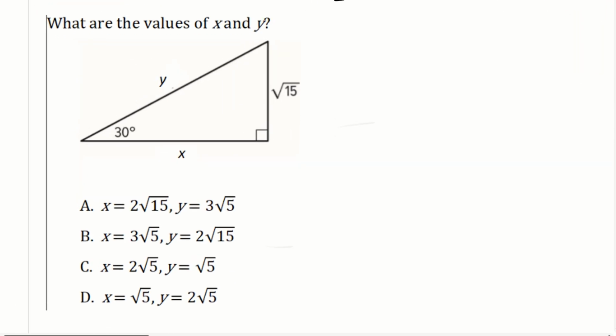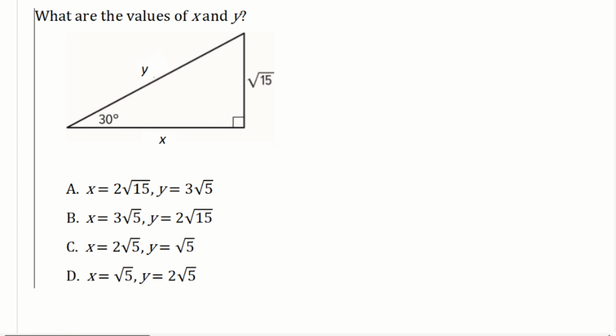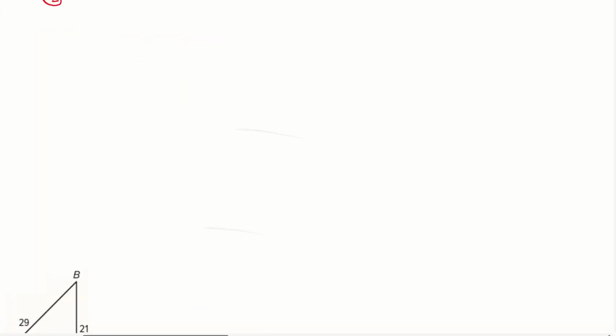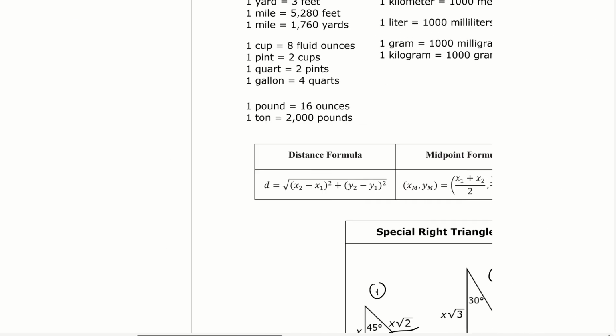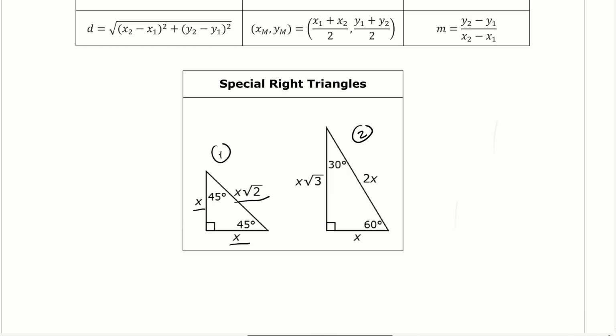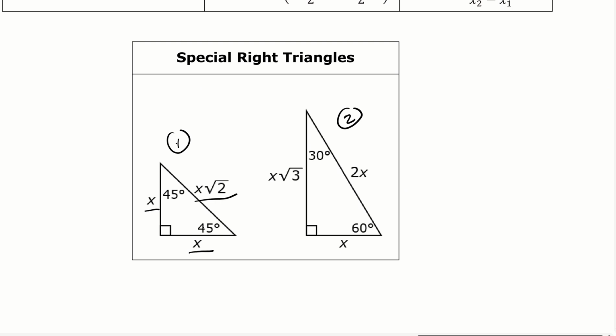All right, so next one, it says, what are the values of x and y? Now this is 30 degrees, which means this has to be 60. So we're dealing with a 30, 60, 90 right triangle. So let us look at the formula sheet, and that is one of our special right triangles. We got 30, 60, and 90. All right, so 30, 60, 90. That means we're going to be using this one.